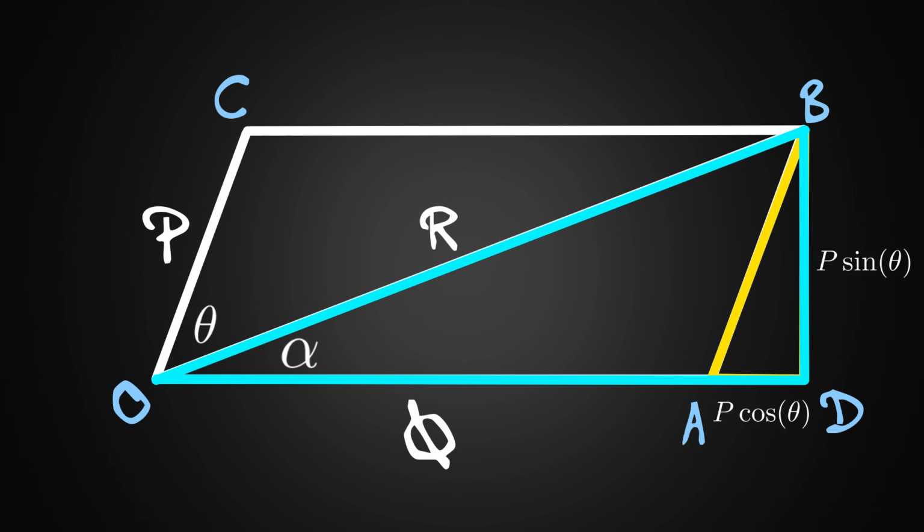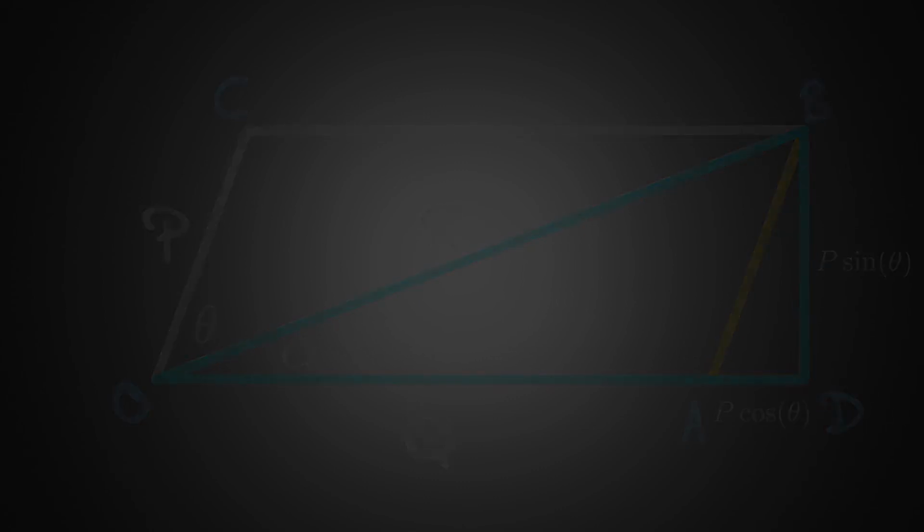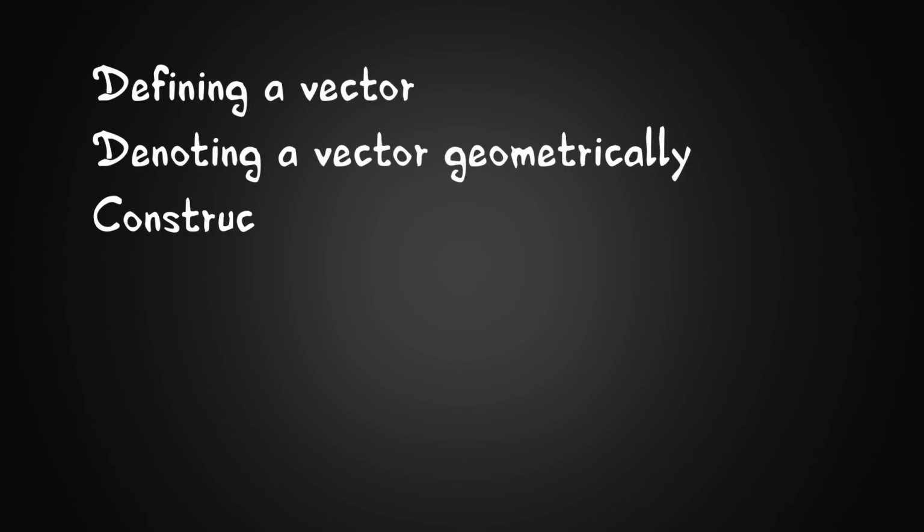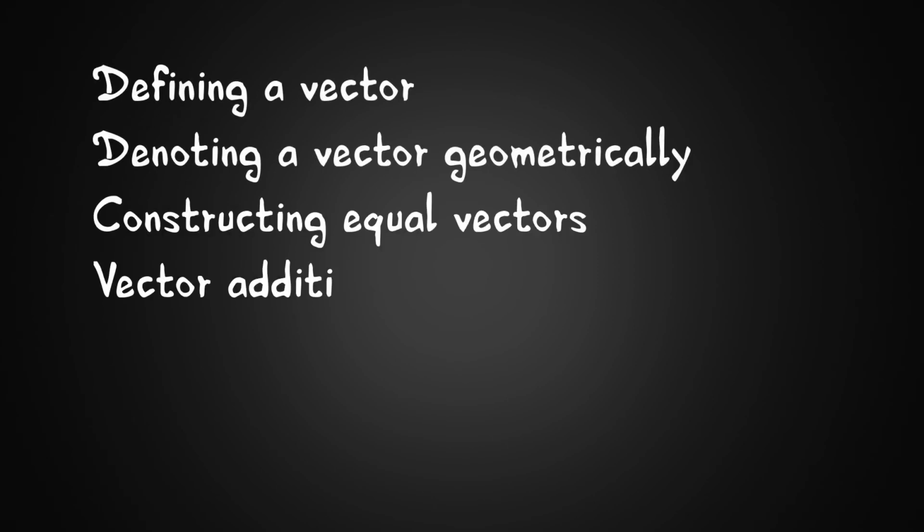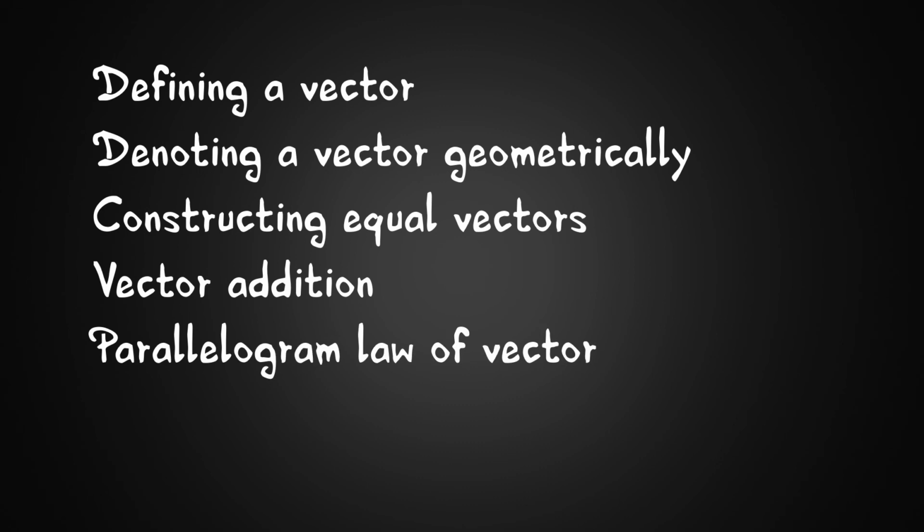Now at the end, if I remind you what we learned up to now in this episode, we defined a vector. We learned how to denote a vector geometrically. We learned how to construct equal vectors. Then we did vector addition under two subsections where the two vectors were collinear and where the two vectors are non-parallel. That is where we learned the most important part of today's episode, the parallelogram law.